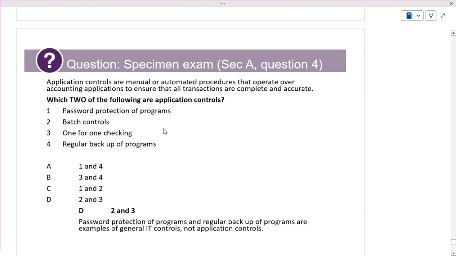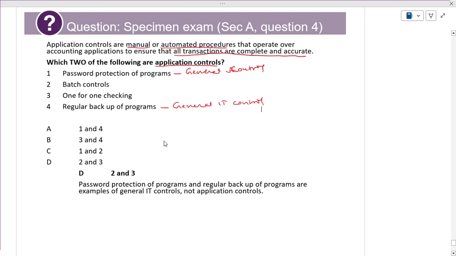Okay, now they have given this. Application controls are manual or automated procedures that operate over applications to ensure all transactions are complete and accurate. Which of the following two are application controls? Password protection or regular backup of the programs is a general IT control. Fine, this is the way you have to answer. Maybe it will be a 2-mark MCQ question; maybe in MCQ they will focus on this.